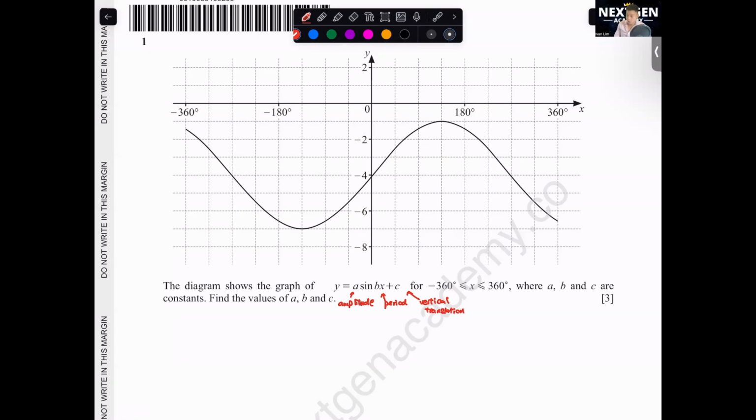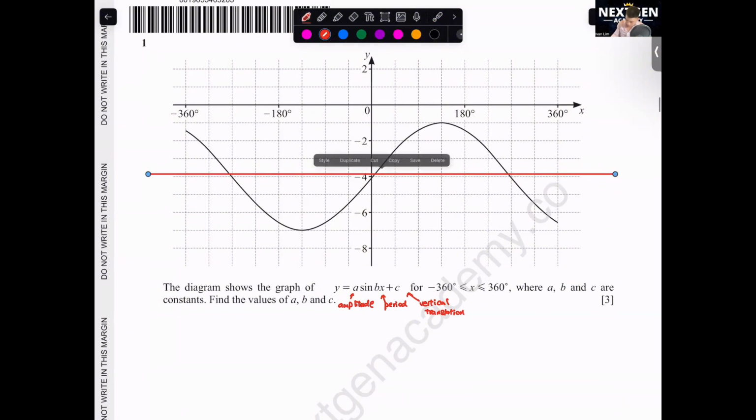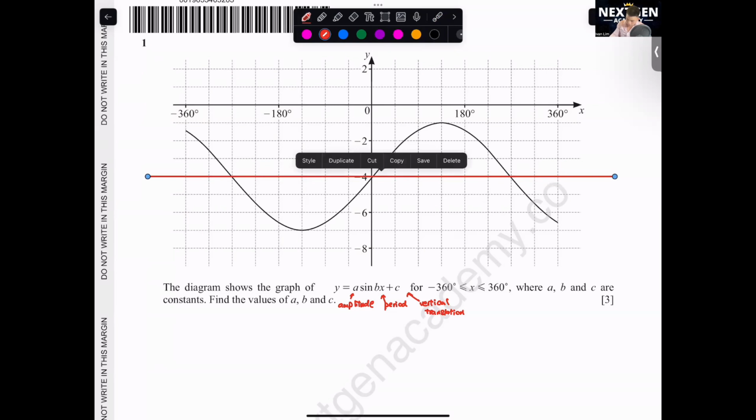Okay, vertical translation. First thing that I want y'all to do when you see this type of question, find the middle line and draw a horizontal line across. In this case, it will be this one, -4. Okay, y equals -4. How do I know? From -1 to -7, where is the middle? 1, 2, 3, 1, 2, 3. Once you draw this, it's easy for you to find your a, b, and c.